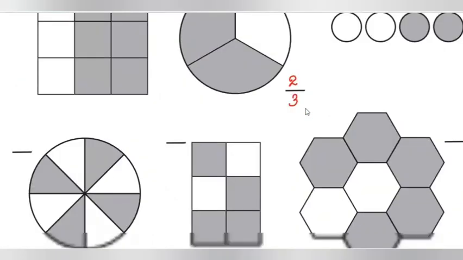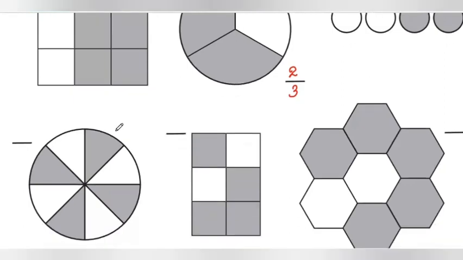Very good. Here, in this circle, there are 8 equal parts, 4 out of 8. This one, 4 out of 6. Here, 5 out of 7.